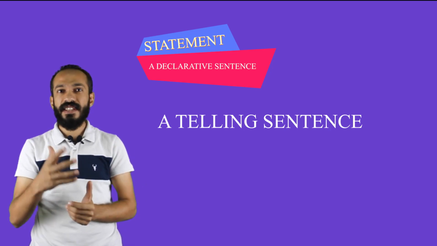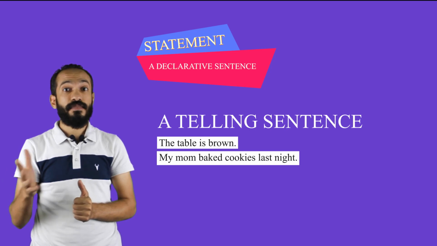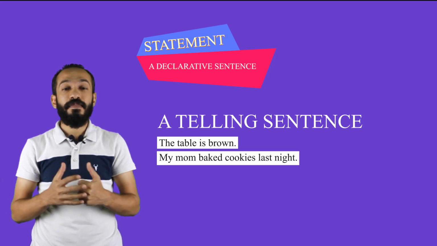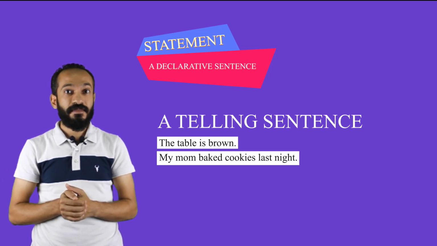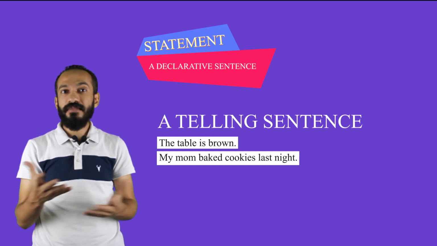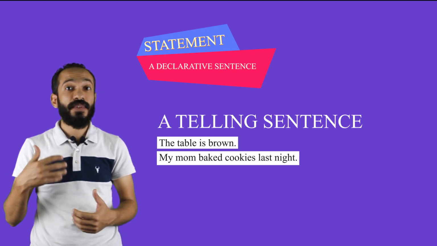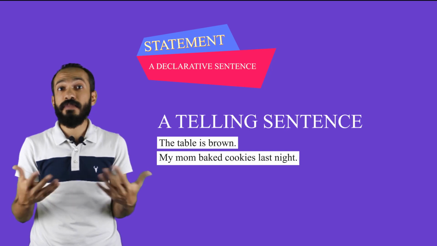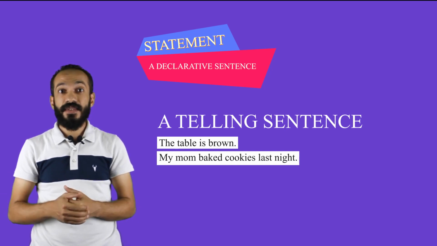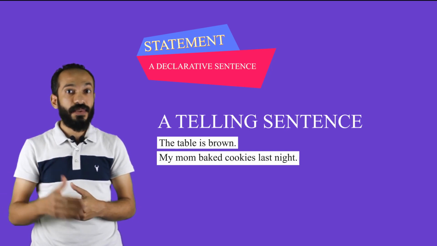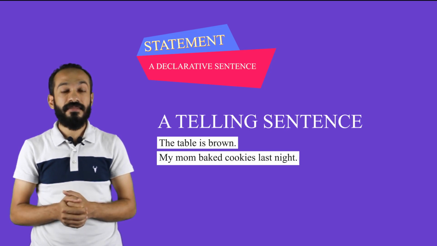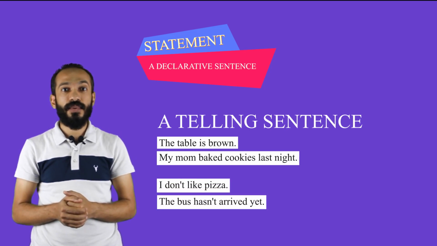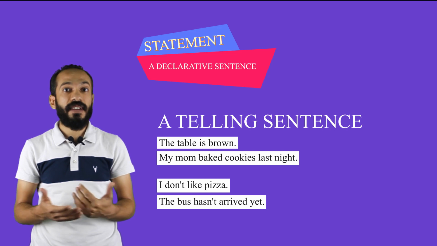So, if I say something like, the table is brown. My mom baked cookies last night. In those 2 examples, I just told you some information. In the first one, I told you the color of the table, and the second one, I told you what my mother baked. Declarative sentences could be positive sentences like the ones I told you, or a negative sentence like, I don't like pizza, or the bus hasn't arrived yet.